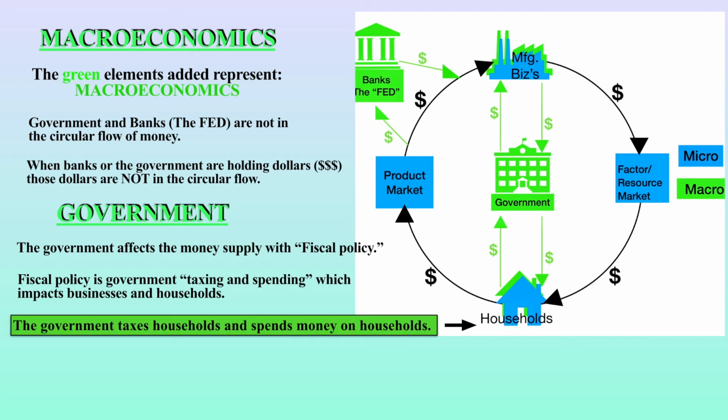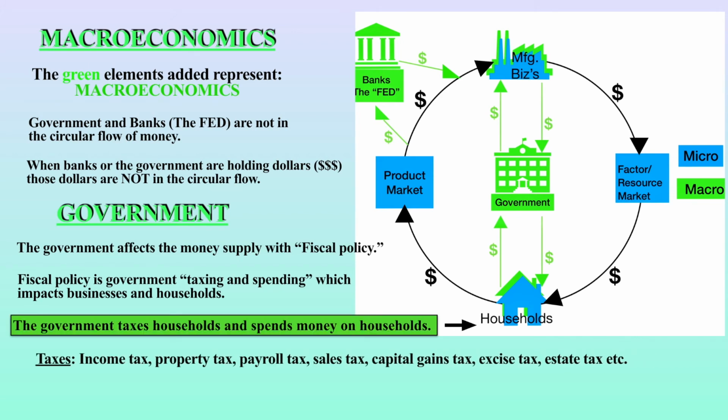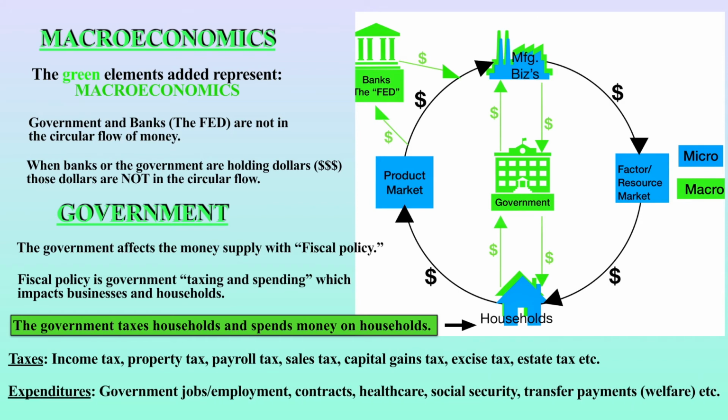The government taxes households and spends money on households. The government taxes the households through income tax, property tax, payroll tax, sales tax, capital gains tax, excise tax, estate tax. Many different ways the government cleverly has of being able to get their hands on our money. The government then has expenditures as it puts money back into the circular flow, into households, through government jobs, employment, contracts, healthcare, Social Security, transfer payments, welfare, etc.